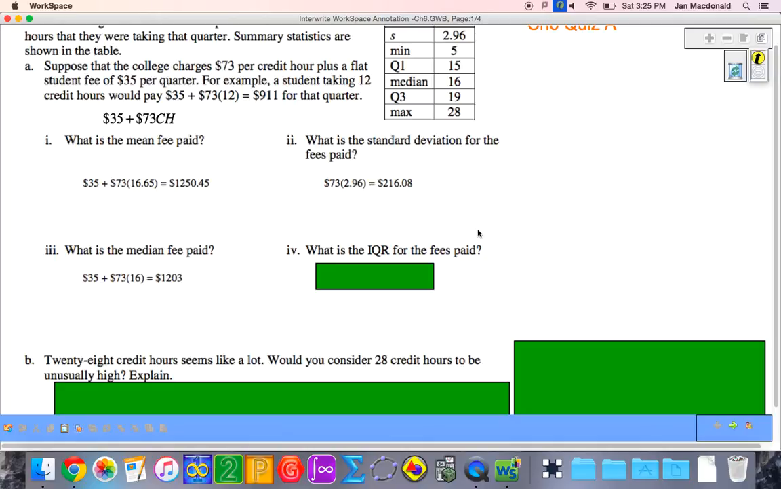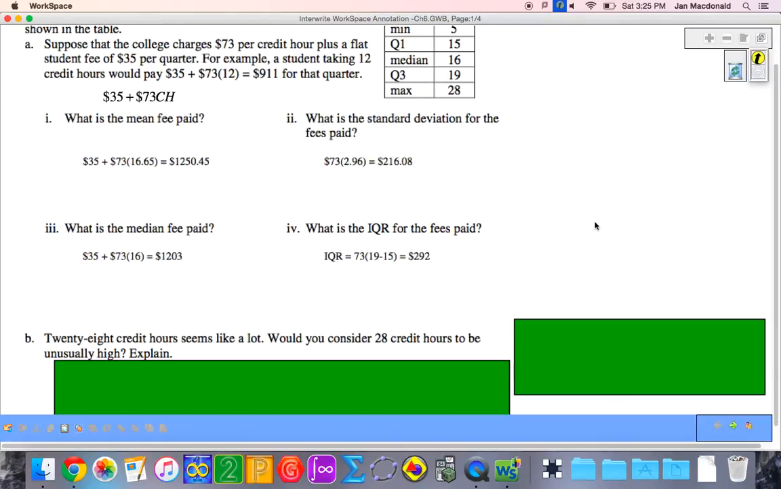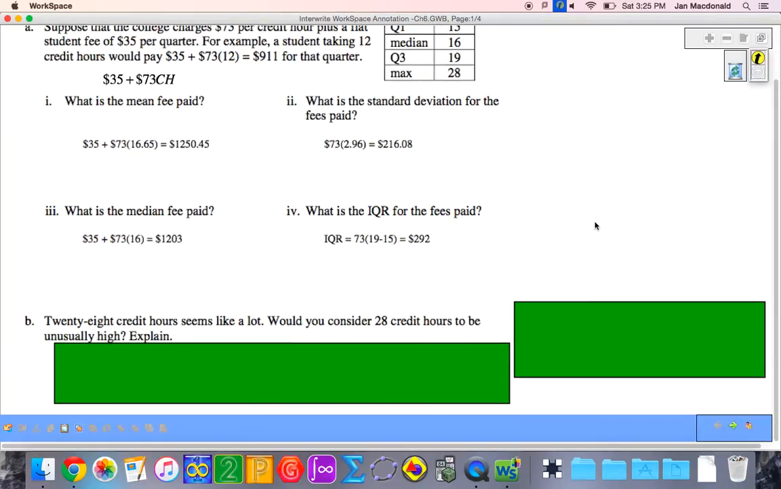IQR is Q3 minus Q1, which here would be 19 minus 15, or 4. IQR is also a measure of spread. It would be unaffected by the addition. So in order to find the IQR of the fees, we would just do 4 times 73, and that would give us a total of $292.